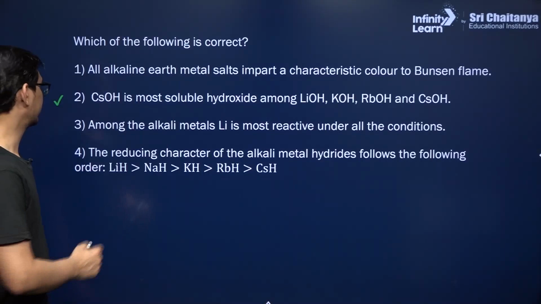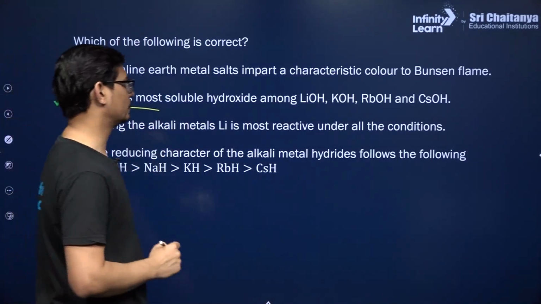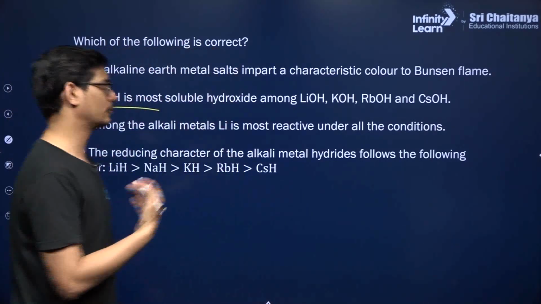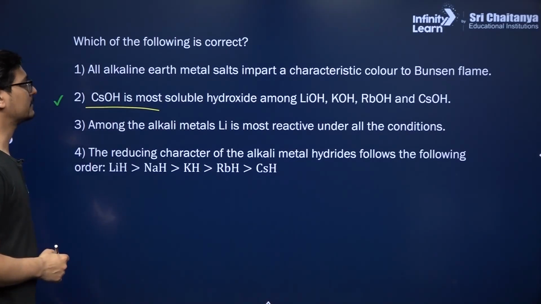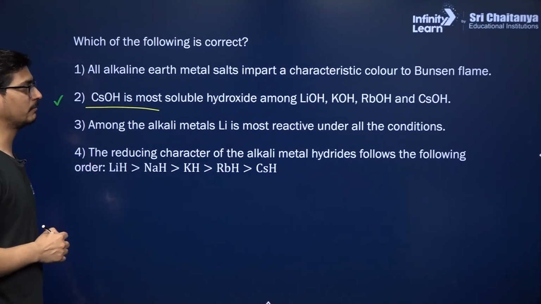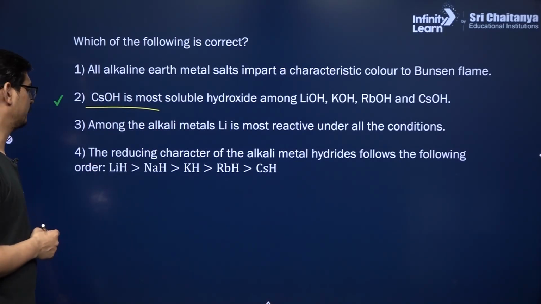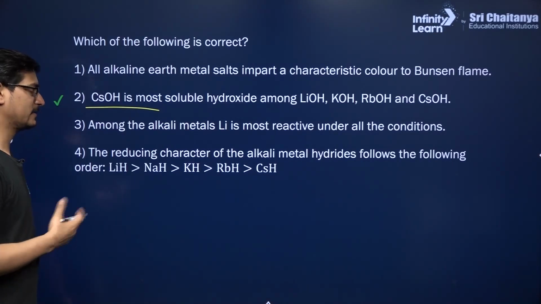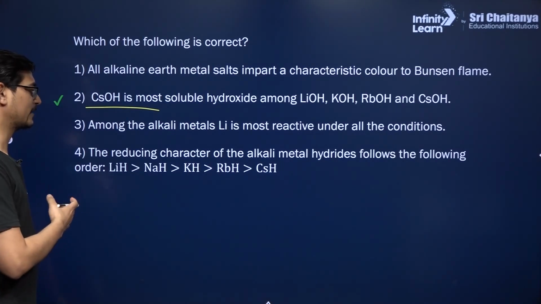Which of the following is correct? Cesium hydroxide is the most soluble hydroxide, right, because down the group solubility increases. All alkaline earth metals do not impart flame color, for example magnesium does not give a flame color. Lithium is not most reactive, in the gas phase cesium is most reactive, and reducing character actually increases down the group.